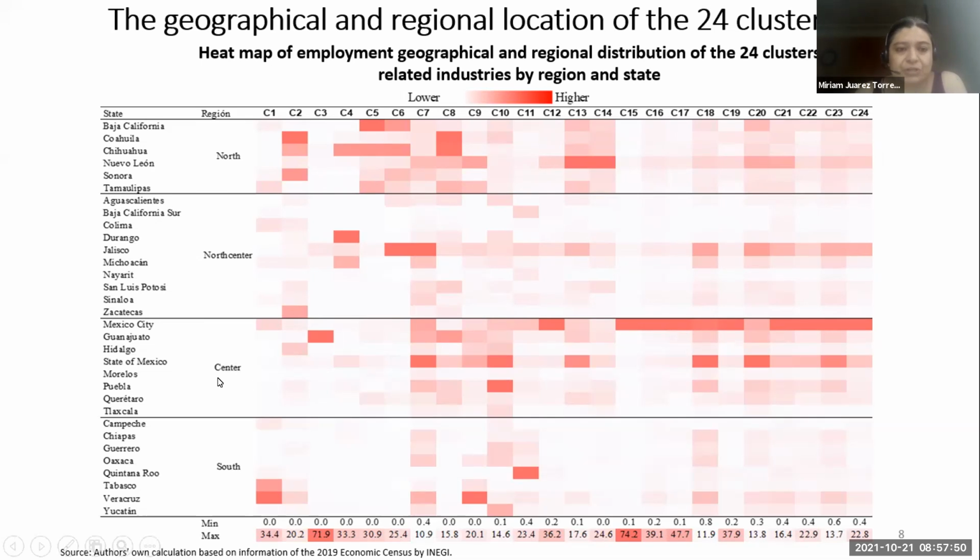In the center region, for example, we can observe that Mexico City concentrates the presence of many clusters related with services, and also the State of Mexico, in services but also in manufacturing. In the south region of the country, we can observe some clusters that concentrate a lot of presence of oil production, and also hospitality services and apparel, for example.